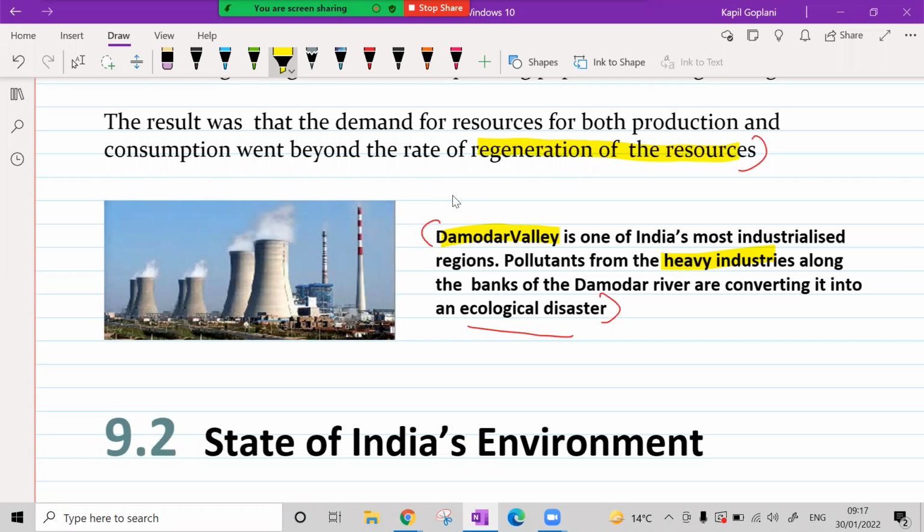Similarly, have you heard about the Yamuna River in Agra? The industrial area of Agra has been releasing pollutants into it. Pollutants are there which are affecting the Yamuna River, and that's why that has also been converted into an ecological disaster. So here it is being told that the Damodar Valley is also being turned into an ecological disaster because of what? Because of the industrialization near the Damodar.